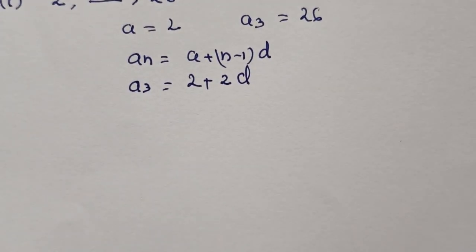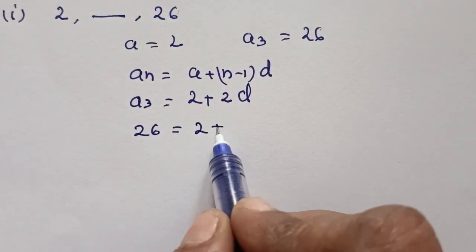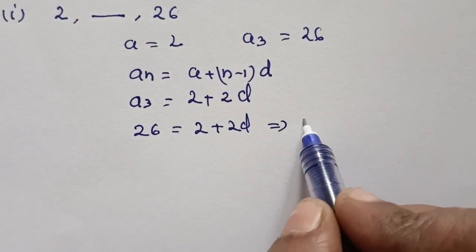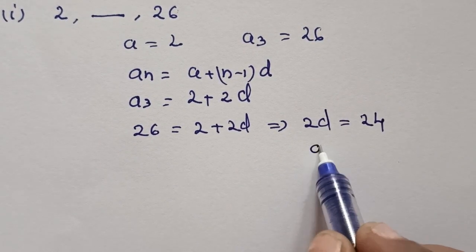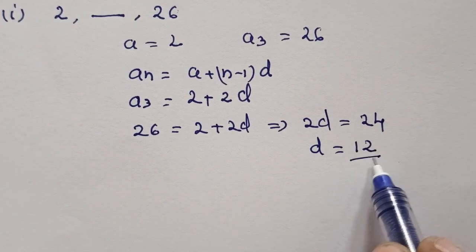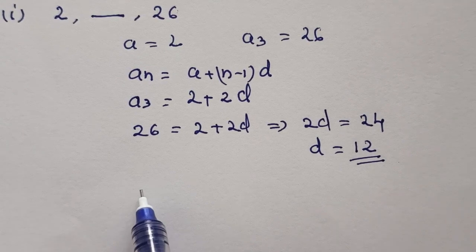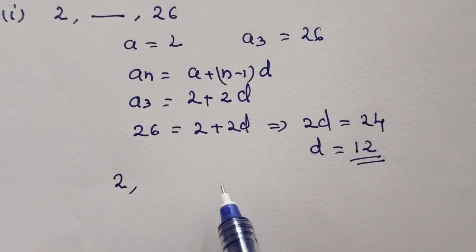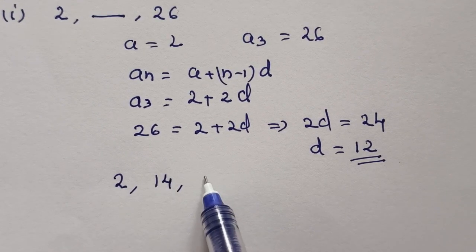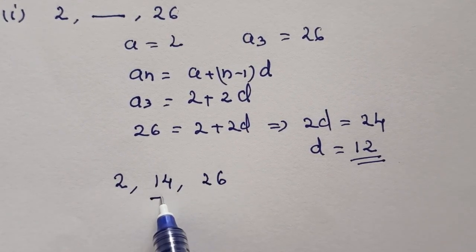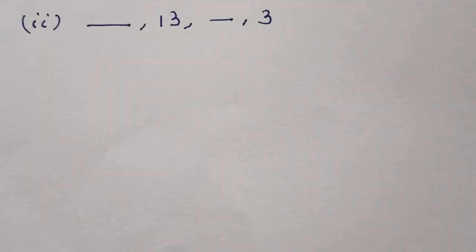But a3 is given, a3 equals how much? 26. Therefore, 26 equals 2 plus 2d. From that we get 2d equals 26 minus 2, that is 24. Therefore, after cancellation, we get d equals 12, isn't it? Therefore, first term is 2, given. Second term, 2 plus 12, that is 14. Third, 14 plus 12, that is 26. It is already given. We have to find the second term, and the missing term is 14.